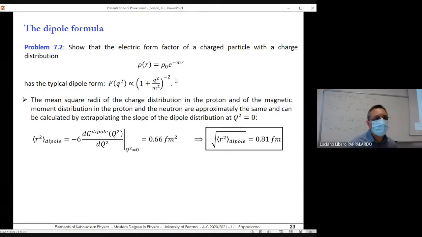Now, what about the mean square radius of the proton, and also of other particles? The mean square radius of the charge distribution of the proton and of the magnetic moment distribution of the proton and the neutron are approximately the same and can both be calculated by extrapolating the slope of the dipole distribution at q squared equals 0. So essentially, we can make use of the relation that we derived before for the root mean square radius, but using this dipole analytic form that essentially fits our data.